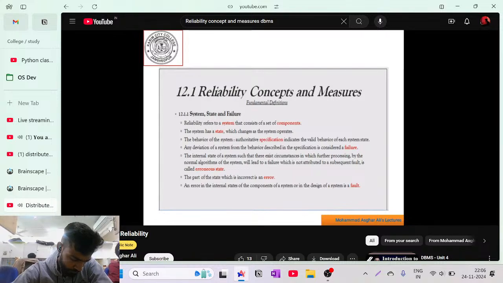Second is system, state, and failures. In the context of reliability, a system refers to a mechanism that consists of a collection of components and interacts with its environment by responding to stimuli from the environment with a recognizable pattern of behavior.